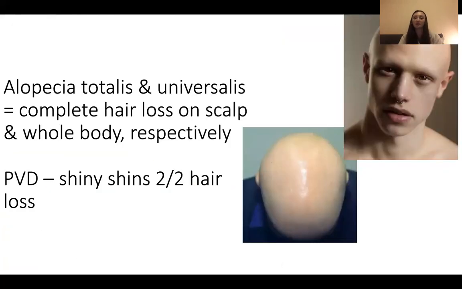Alopecia totalis and universalis is going to be complete hair loss on the scalp, and they have this shiny skin and hair loss. And you can see here's a model who has this. So here's totalis and here's universalis.